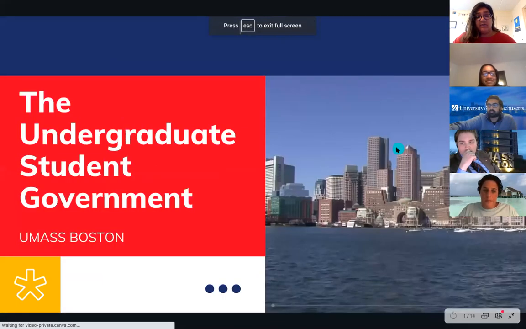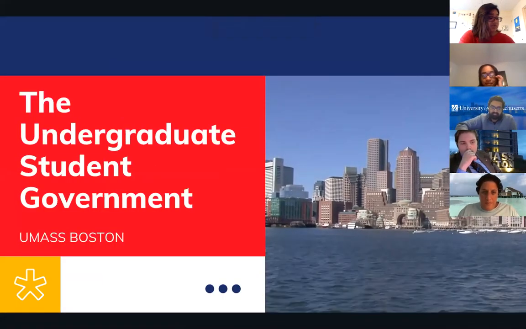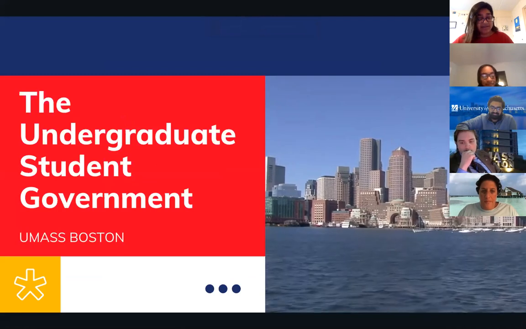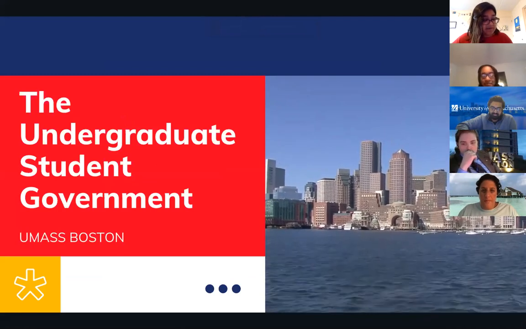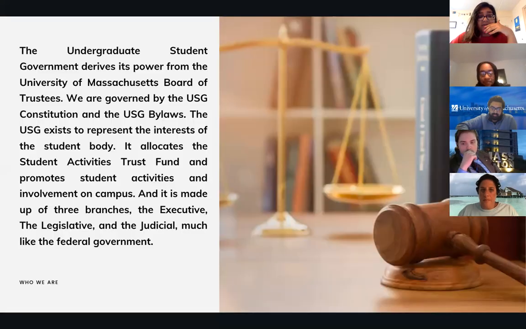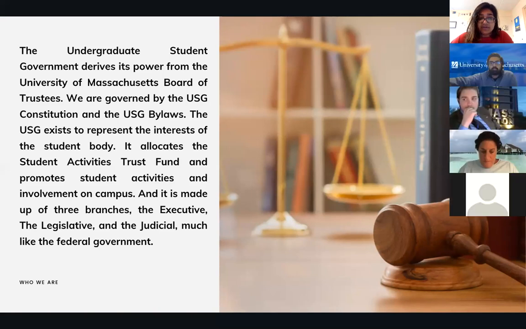I'm going to give you a brief overview of the student government and how it functions, and we'll try to keep it within our time because we are on a tight schedule. So basically the USG functions through the Constitution and the bylaws, and you can access those online on our website. The main goal of the USG is to represent the interests of the student body. The things that we do is we allocate the Student Activities Trust Fund, and promote student activities and involvement on campus.